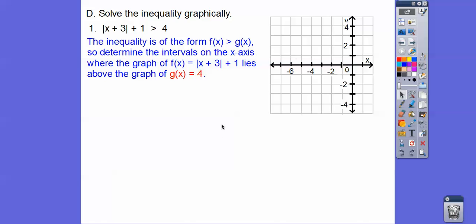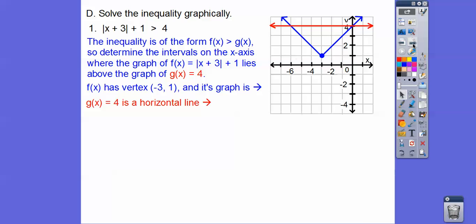Anyway, so remember, the vertex is opposite same, so it's going to be negative 3, 1. Okay, so it's a V shape, so we go to the left 3, up 1, and it makes this V shape right here. And then g of x is just a horizontal line, y equals 4. Okay, y equals 4 is this horizontal line going right there. All right, so there's that right there.